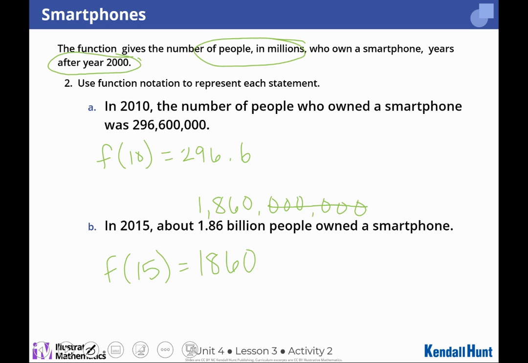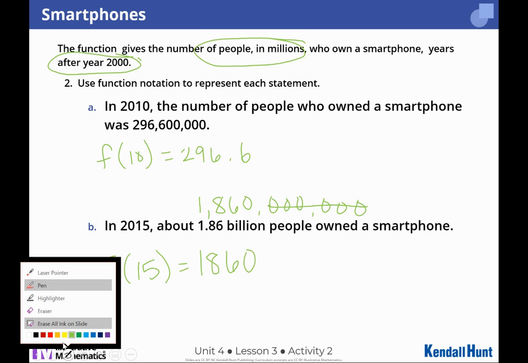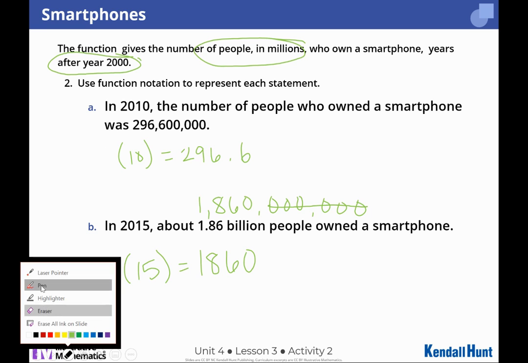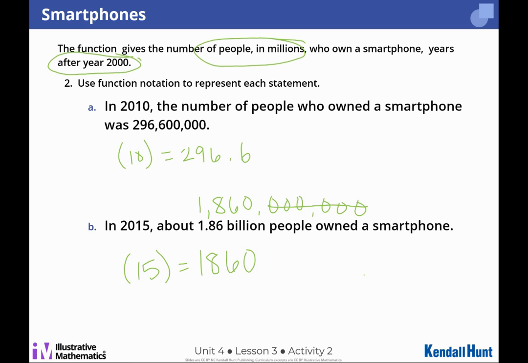And just a really quick note is that I realized I started using F and we were supposed to use P to name this function. And so I'm just going to fix that. So it was P of 10 and P of 15, but still you can see where those input values come from because it's years after the year 2000. So 2010 is 10 years after, and 2015 is 15 years after the year 2000.